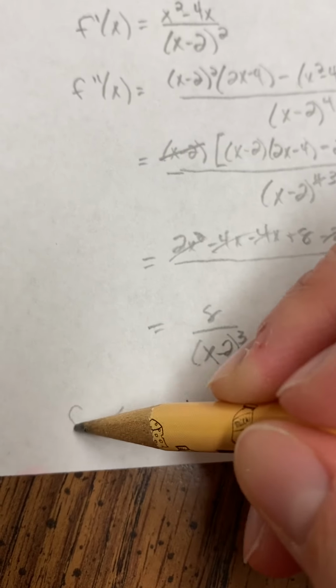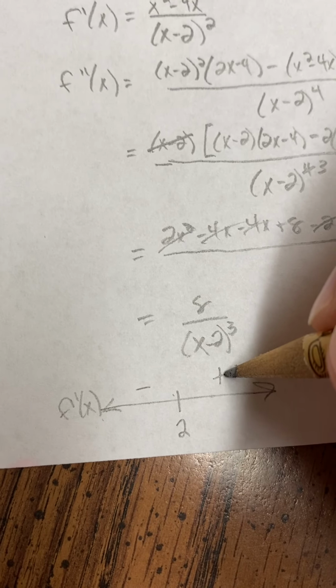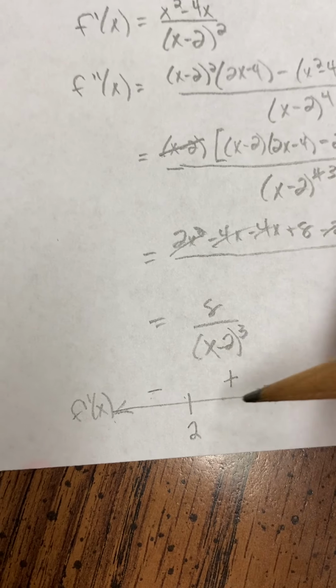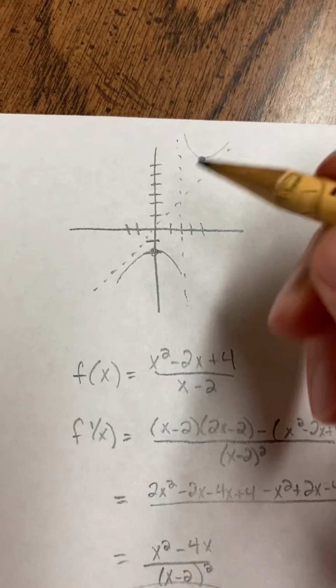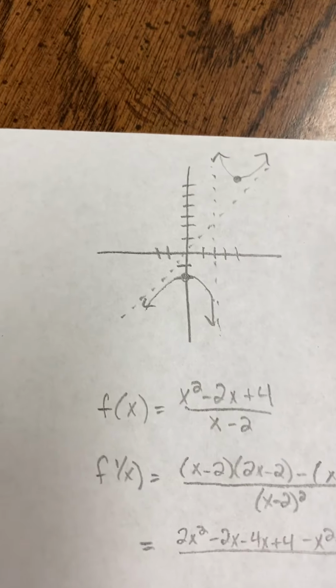Turns out, remember, we're plugging into the second derivative. This turns out to be negative. This turns out to be positive. So on this side of the asymptote, it's concave down. On this side, it's concave up, which I believe is what we already have on our graph. So this is a fantastic graph of our original function.